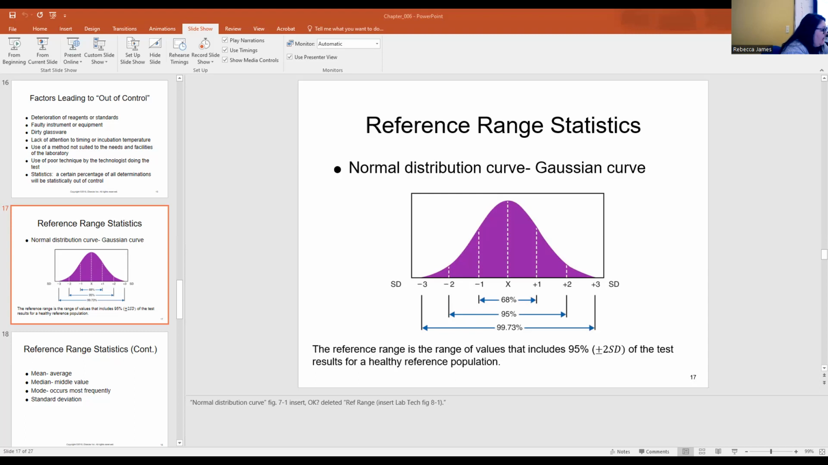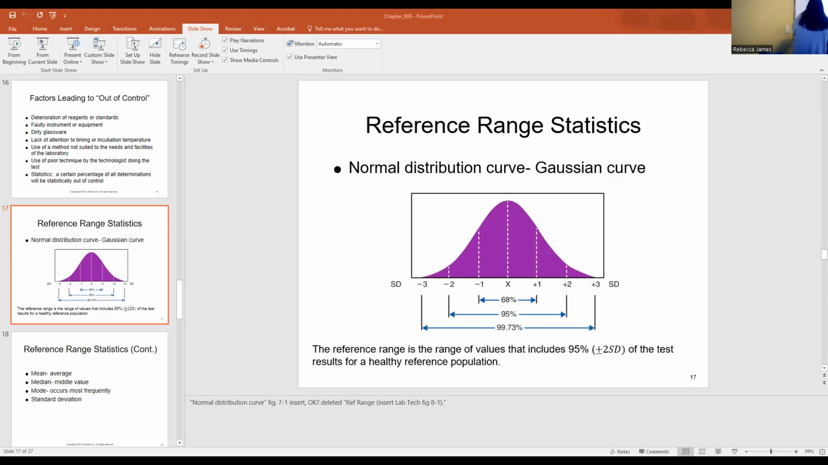So let's just say that you run your controls, and on one control it's greater than 2 SD, but then the other control it's greater than 1 SD, which is okay, right? 2 and 1, you add them together, that's 3. 3 SD is outside of your range. So if you add both of them up and it's over 3, you cannot run your patient results.